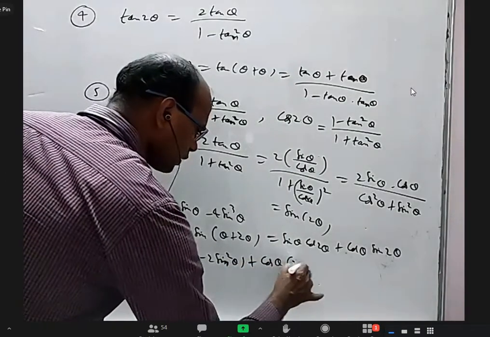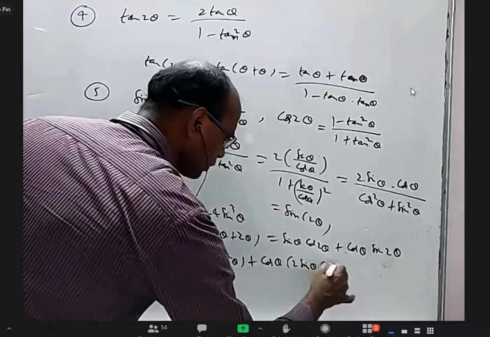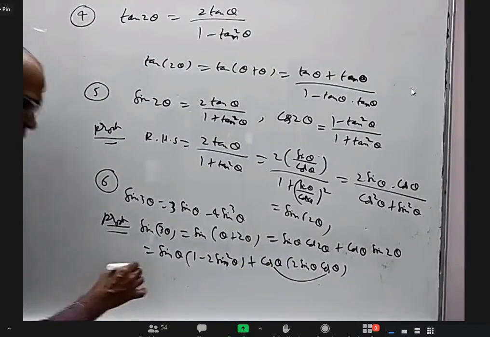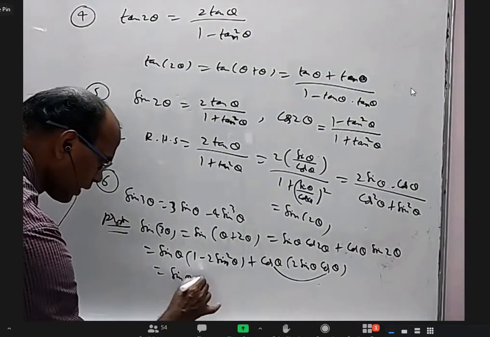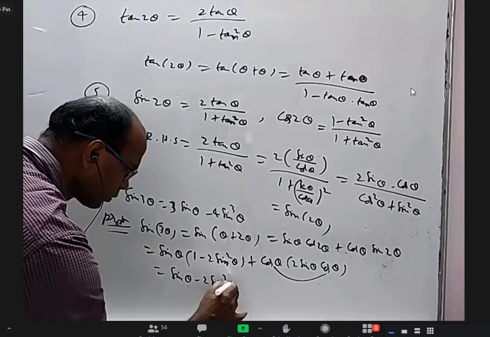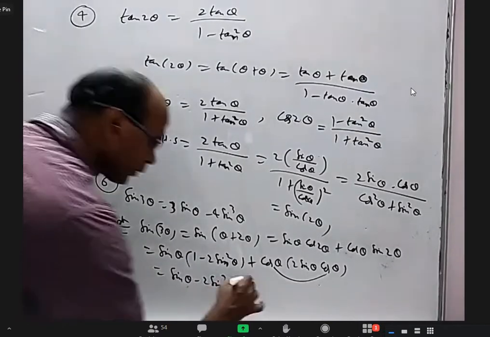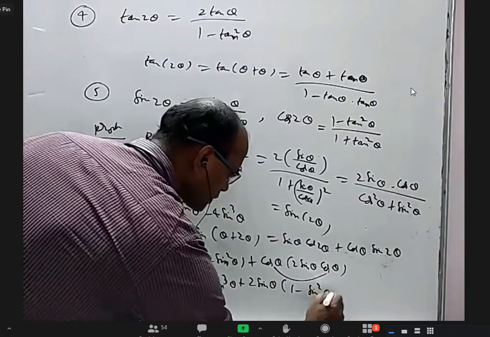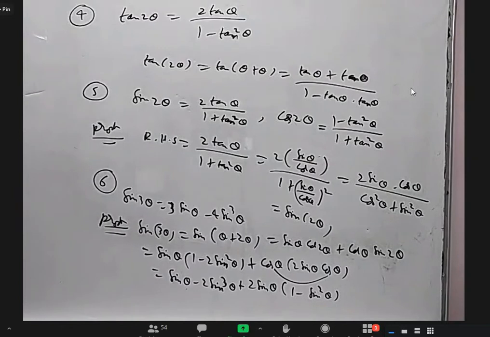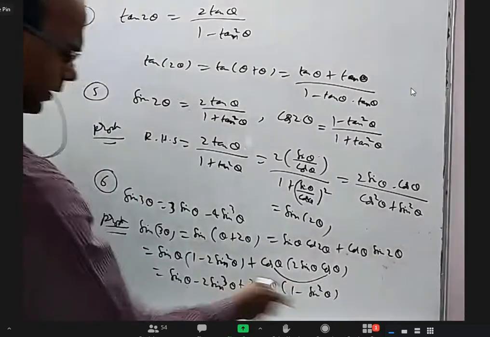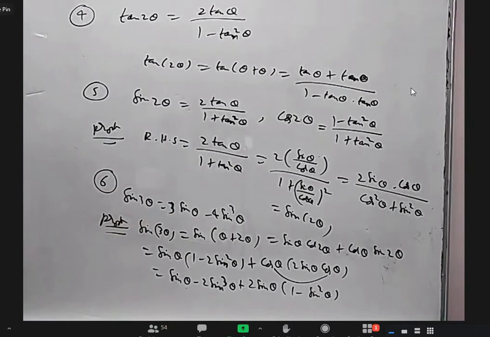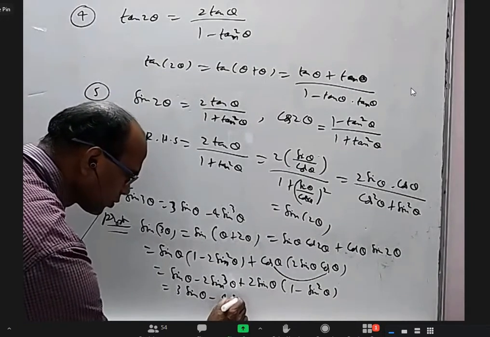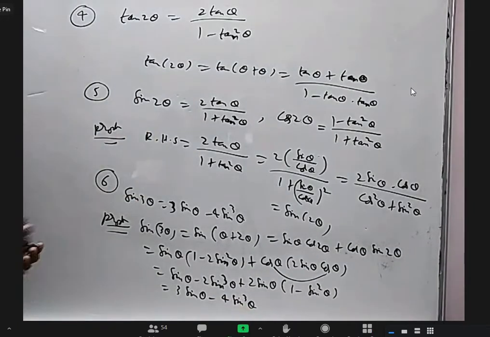For sin 2 theta, I don't have an option. I don't have any choice. Only one formula: 2 sin theta cos theta. But in the next step, this cos into this cos, I can write as 1 minus sin. So I will get sin theta minus 2 sin cube theta. 2 sin theta into that cos square, I can write 1 minus sin square. Then I multiply and expand, and I will get the formula. This is equal to 3 sin theta minus 4 sin cube theta.